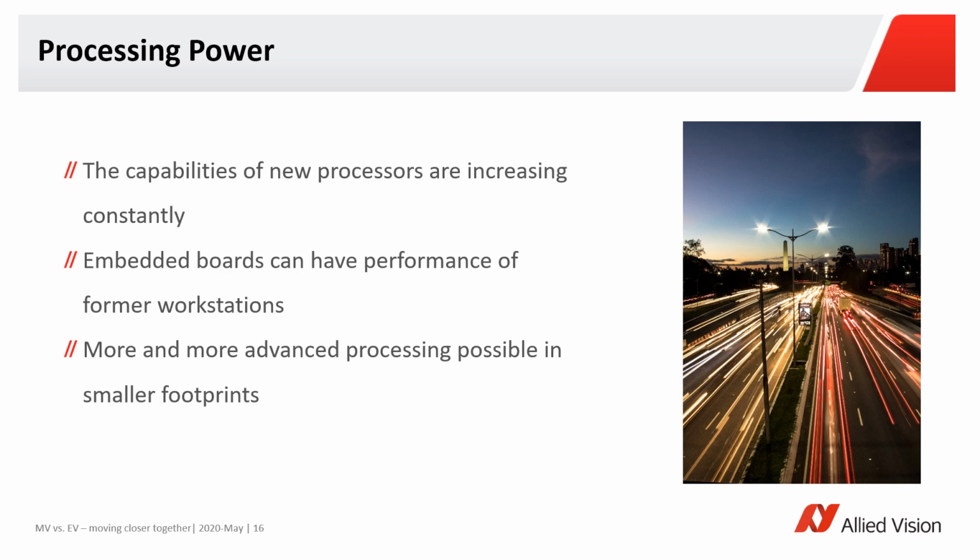And the third reason is that more and more advanced processing is really possible in small footprints. That means there are more and more dedicated processors for certain tasks. One example is the TPU, which Google released, which is a tensor processing unit. It's really optimized to process deep learning networks.